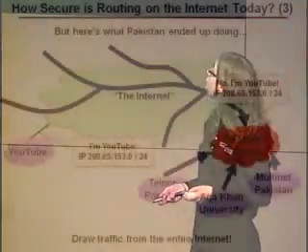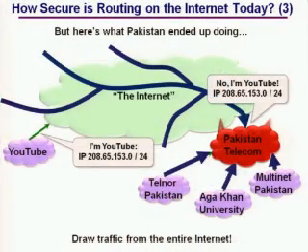So if we look at our graph here, what really should have happened is that Pakistan Telecom should have been dropping all the packets that were destined to YouTube. So if a packet said, I'm going to YouTube, just drop it and don't let it go to YouTube. But here's what they actually did. They ended up telling the world that they were YouTube. Okay, so this was a misconfiguration.